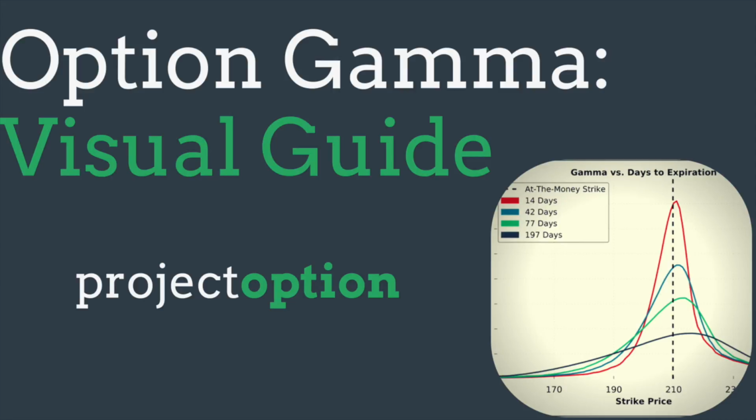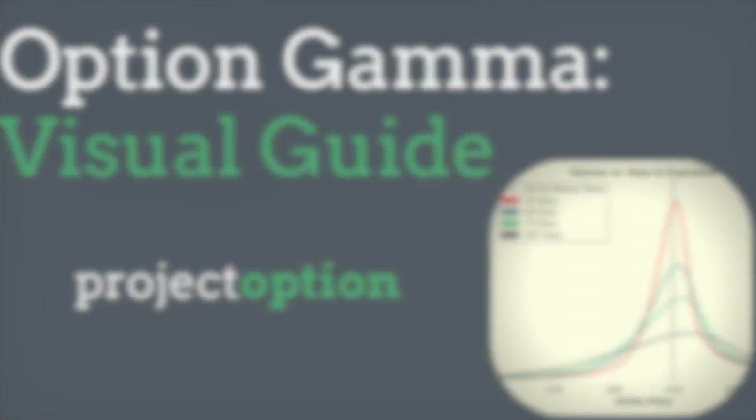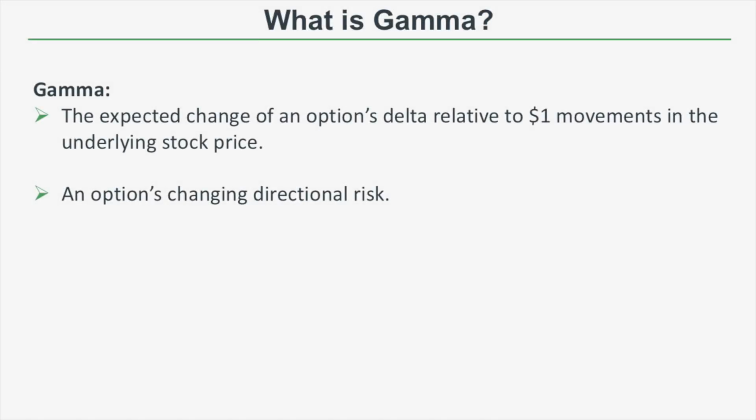An option's gamma is the option Greek that represents how the option's delta is expected to change when the stock price changes. So let's dive right into it. What is gamma? Gamma is the option Greek that represents the expected change of an option's delta relative to $1 movements in the underlying stock price.